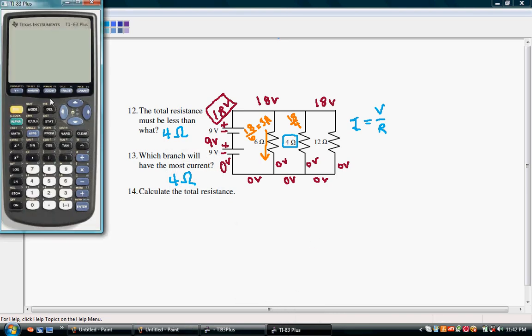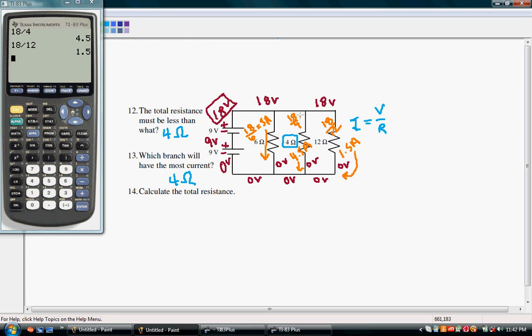Let's go ahead and double check that. So 18 divided by 4, and we get 4.5. So we have 4.5 amps going down this path, and then 18 divided by a 12 ohm resistor is going to give us 1.5. Alright, so 1.5 amps along this one.